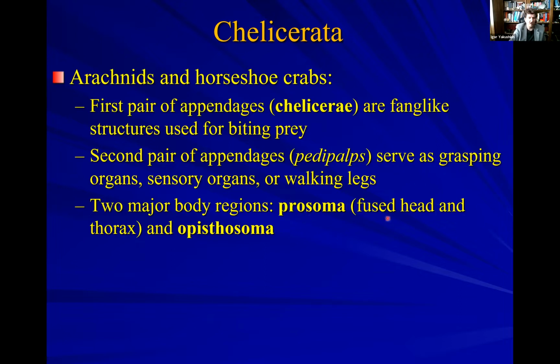Two major body regions: the cephalothorax, also known as the prosoma. If you call it cephalothorax, I'll be okay with it, but the technical name is the prosoma. And then there is the opisthosoma, which is essentially the abdomen. If you say cephalothorax and abdomen, I'll be okay with it.